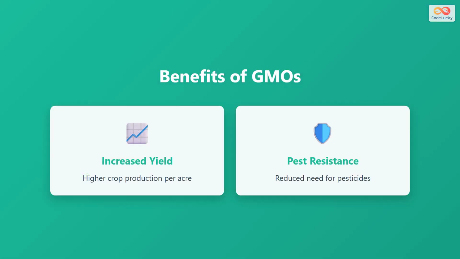GMOs offer several important benefits. One major advantage is increased yield, meaning farmers can produce more food per acre of land. This is crucial for feeding a growing global population. Another benefit is pest resistance. Since many GMO crops can defend themselves against insects, farmers need to use fewer chemical pesticides, which is better for the environment and reduces farming costs.